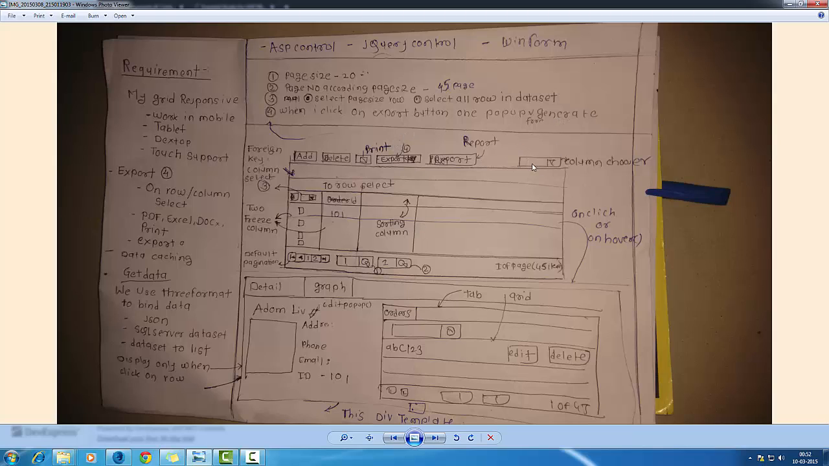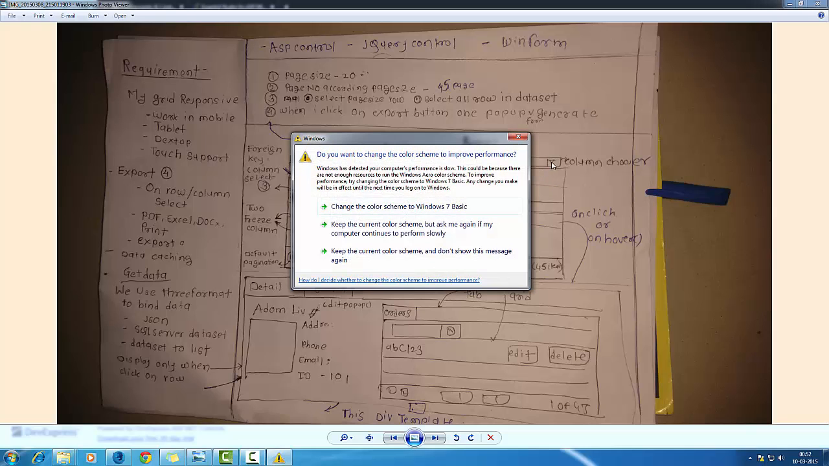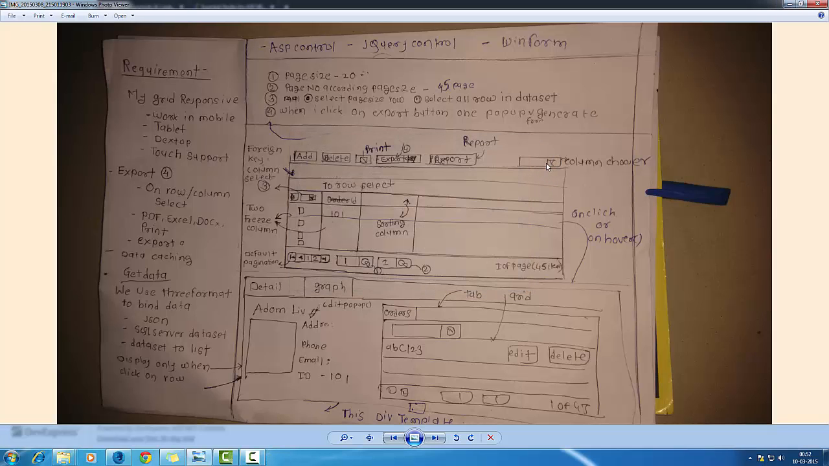I want another option here, which is the column chooser. My client wants to see only particular columns. So here he can select the particular columns he wants to see.